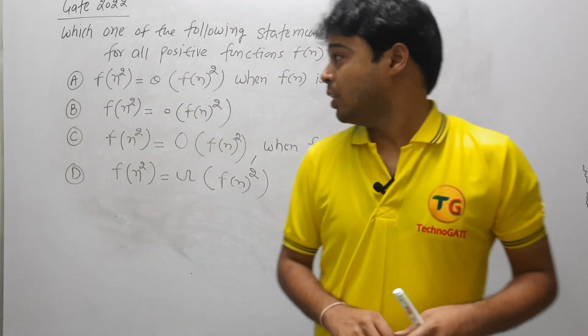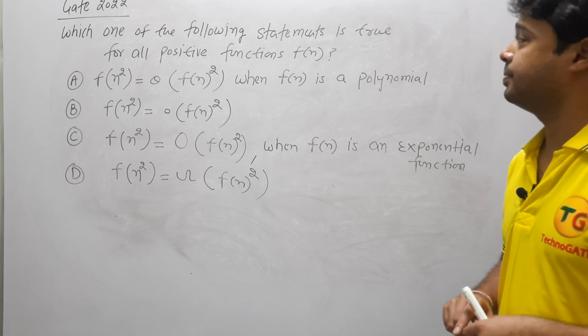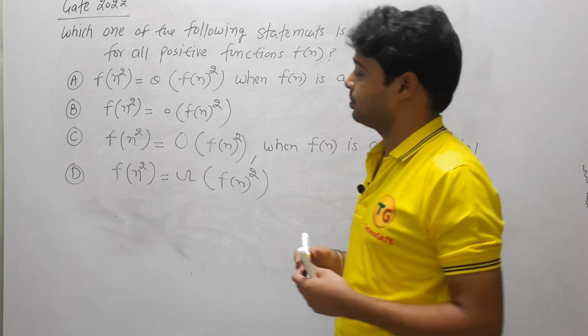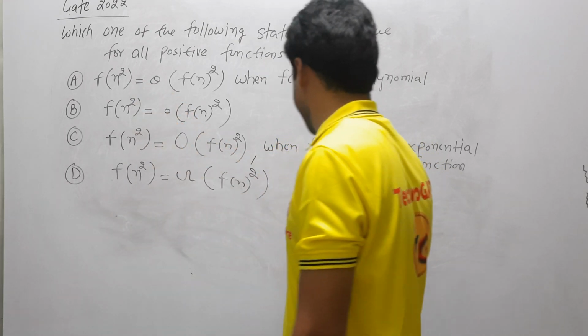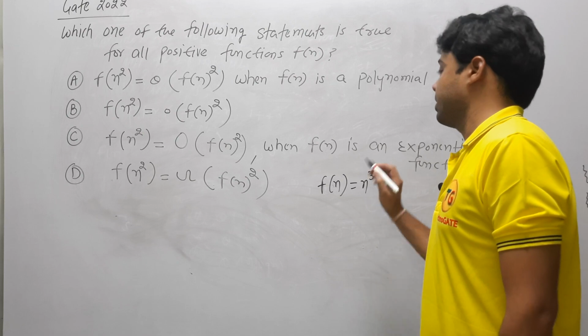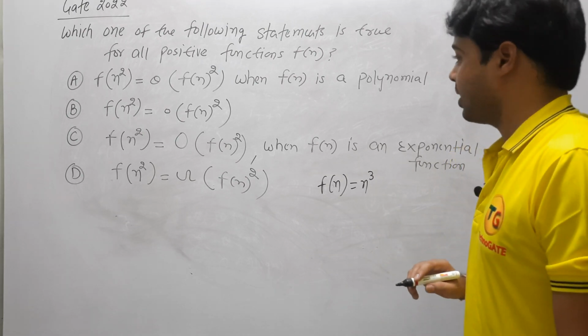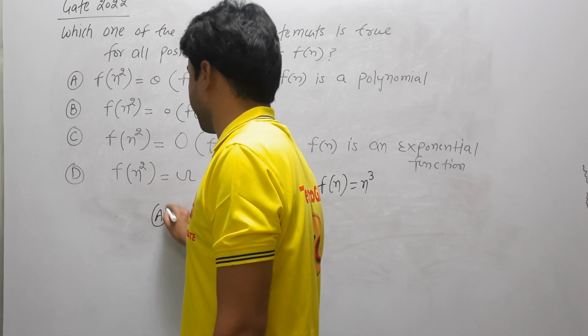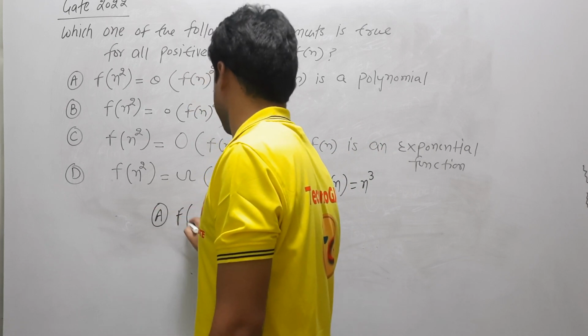Okay, so which one is true here? Suppose that f of n is n cube. F of n is n cube here. Check option A. So A is what here? F of n, so here n is what?